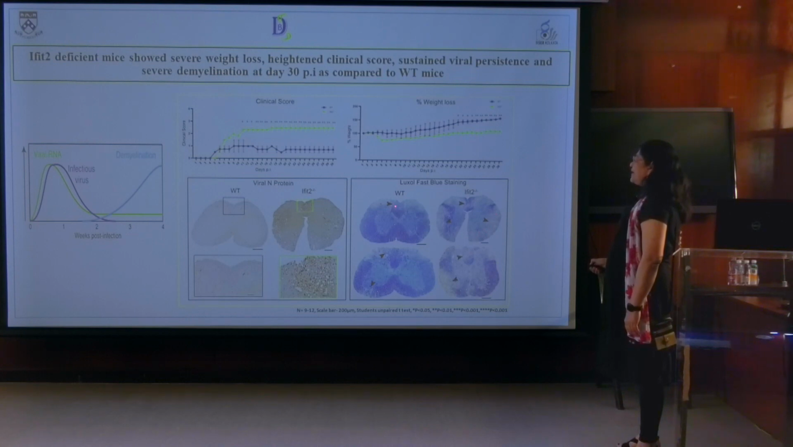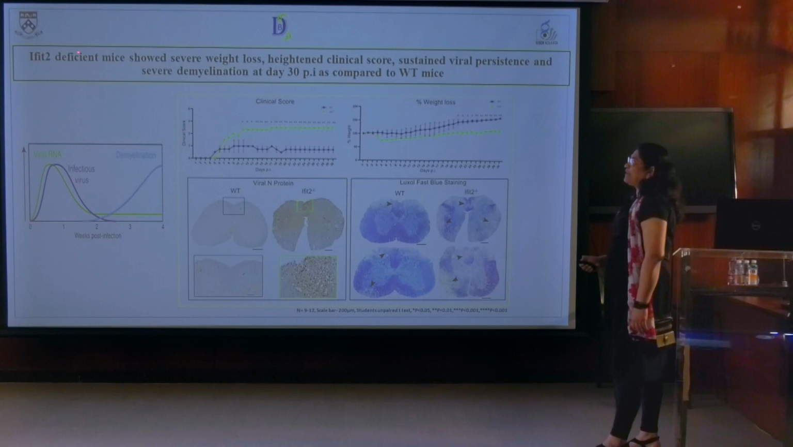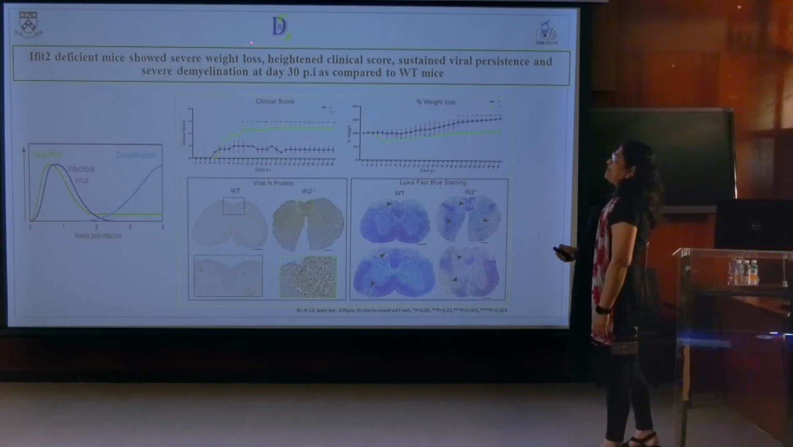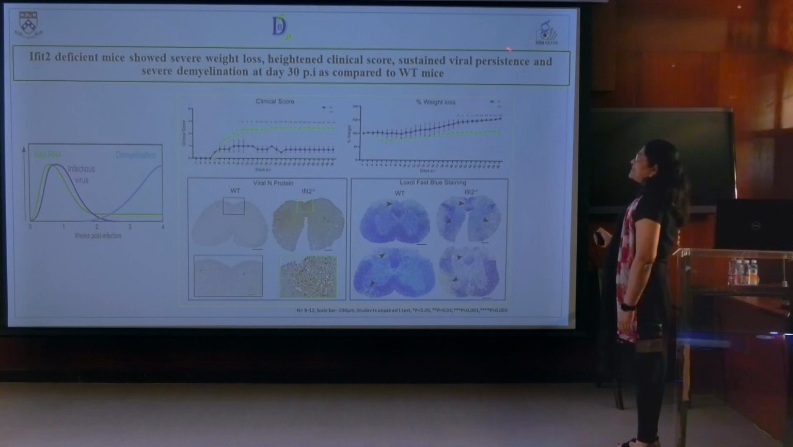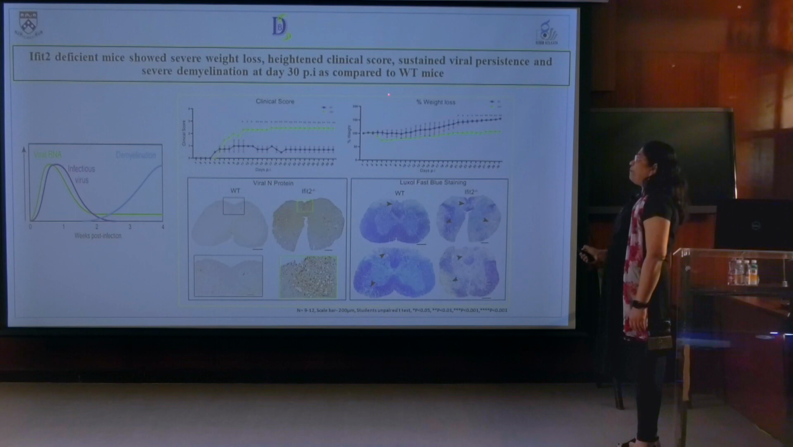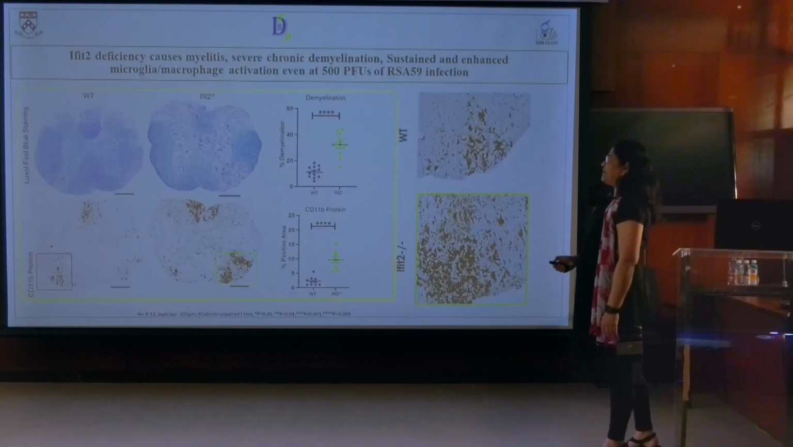Compared to wild type, very little demyelination was observed, but in IFIT2 knockout mice we observed a large amount of demyelination. So we showed that IFIT2 deficient mice had severe weight loss, heightened clinical score, sustained viral persistence, and severe demyelination at day 30 post infection compared to wild type mice. So again we started asking why it is so.